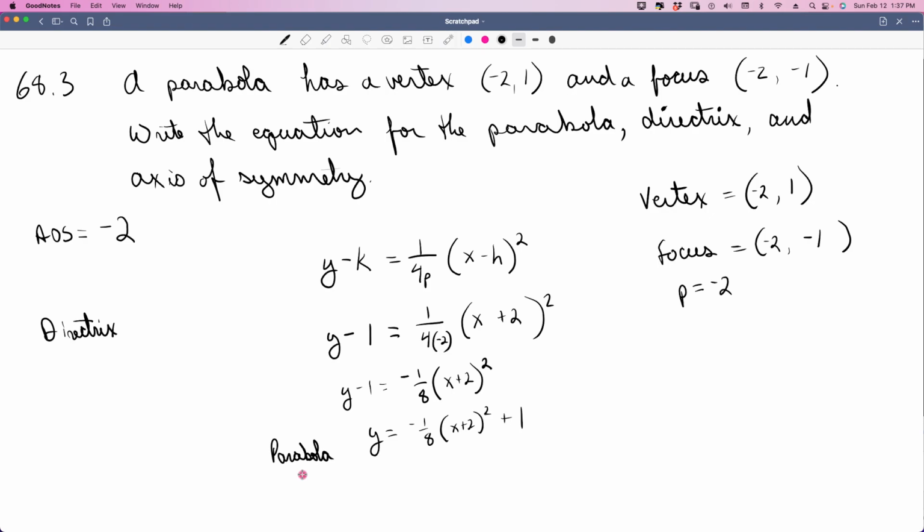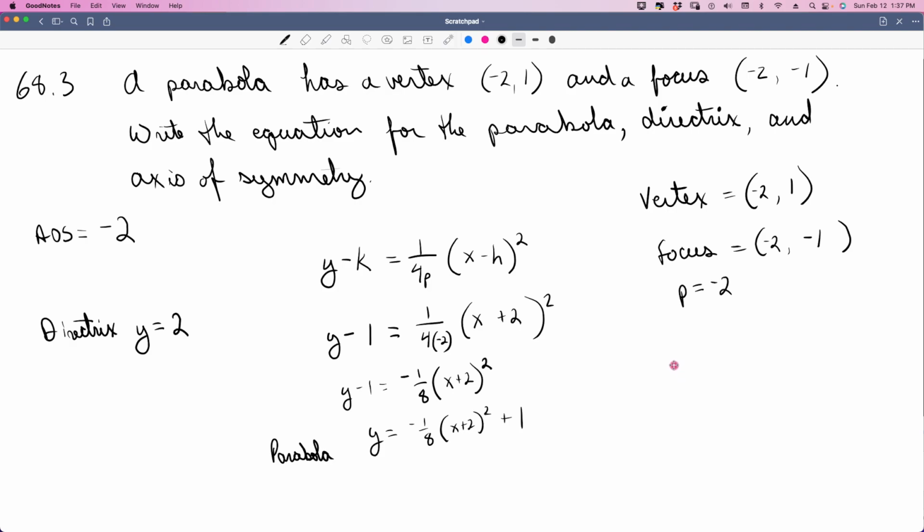And we are going to find the directrix. The directrix was -p. So if p is -2, then a -p is +2. So the directrix is y is equal to +2. All right. So that is how you would solve a problem like that.